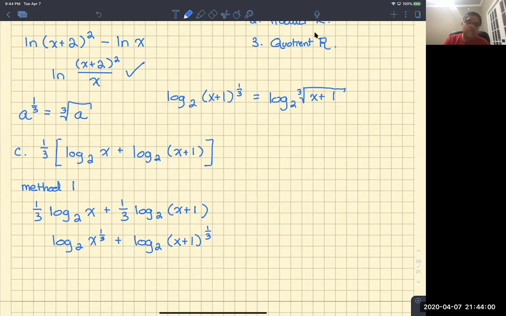Now, what do I do next? Well, I don't have any more numbers in front of the logarithm, so I can't use the power rule anymore. So I go to my next one, which is my product rule. And product rule says if I have any addition, I can write them as a product. And I do. So this is the same as log base 2 of x to the 1/3 times (x plus 1) to the 1/3.